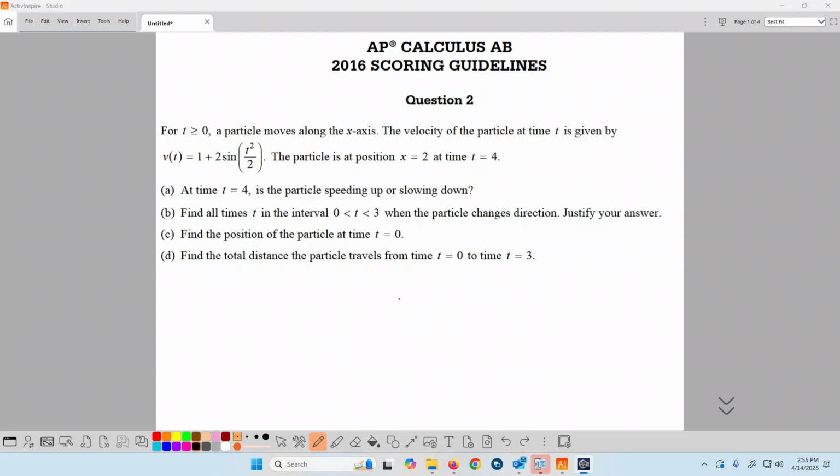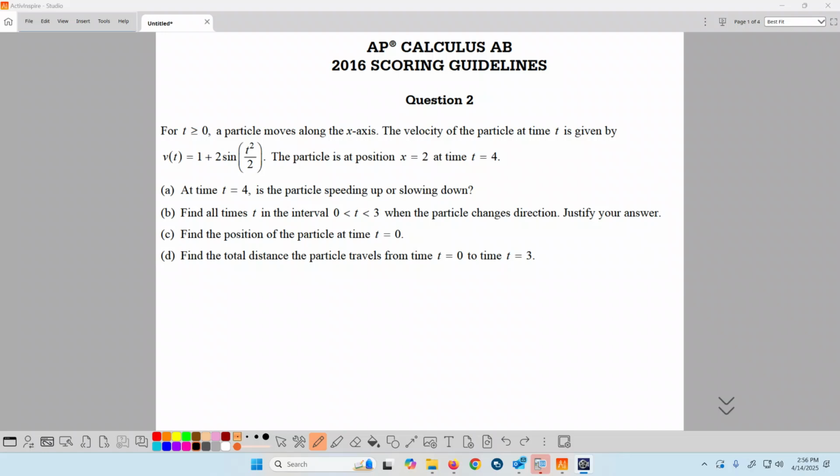All right, everyone, today we are talking about motion, and that's particle motion, which covers velocity and acceleration problems related to FRQs. So we will start with the 2016 FRQ. This was number 2, which means it was a calculator active question that year.